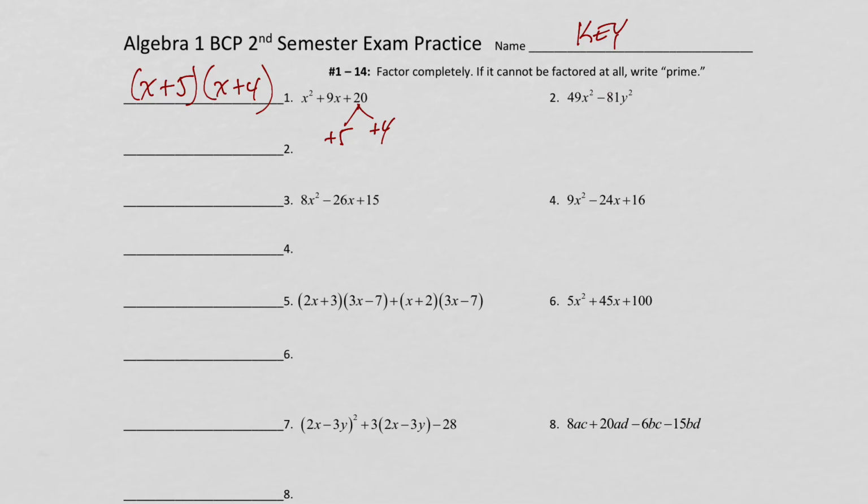Here we have the difference of two squares. This first item is 7x quantity squared, and the second item is 9y quantity squared. So you're always going to get conjugate pairs: the first item plus the second item times the first item minus the second item.